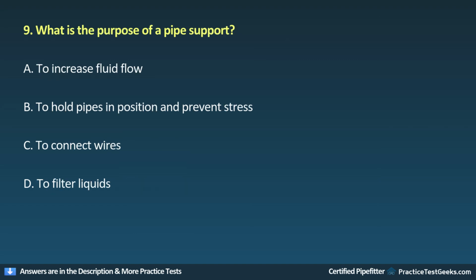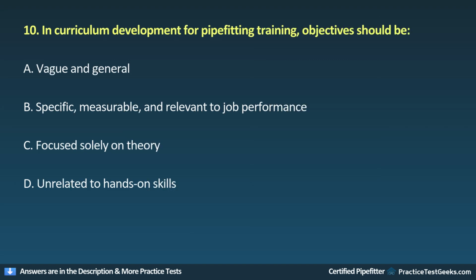9. What is the purpose of a pipe support? A. To increase fluid flow. B. To hold pipes in position and prevent stress. C. To connect wires. D. To filter liquids. 10. In curriculum development for pipe fitting training, objectives should be A. Vague and general. B. Specific, measurable, and relevant to job performance. C. Focused solely on theory. D. Unrelated to hands-on skills.